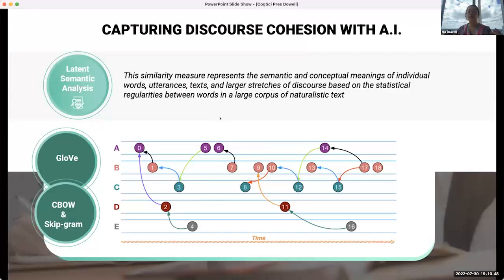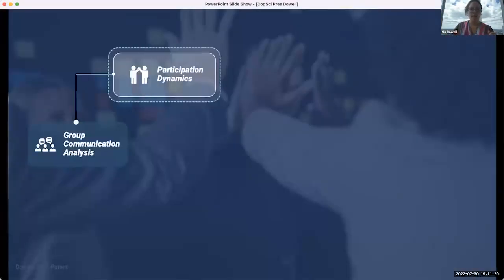And we do this using discourse cohesion. There's tons of different ways to do this: latent semantic analysis, GloVe, skip-gram, and so forth. But the main idea to take away is that this is an approach that allows us to quantify the semantic and conceptual meaning between two pieces of text. So in this context, it's two posts or contributions in a Zoom meeting over time, to understand the semantic overlap between those things. And right now we have 6 different measures. We have a host of other new measures that are coming out, but right now this study involves 6.